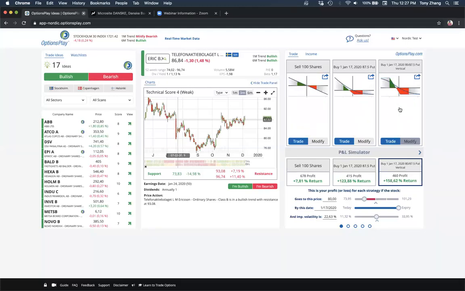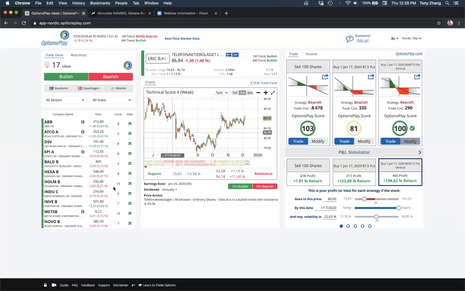Versus here, I'm risking 290 to make 460, and I have about a 40% chance of making 460 and maybe a 60% chance of losing 290. That's a much better risk reward, and that's why it's got a score of 100.